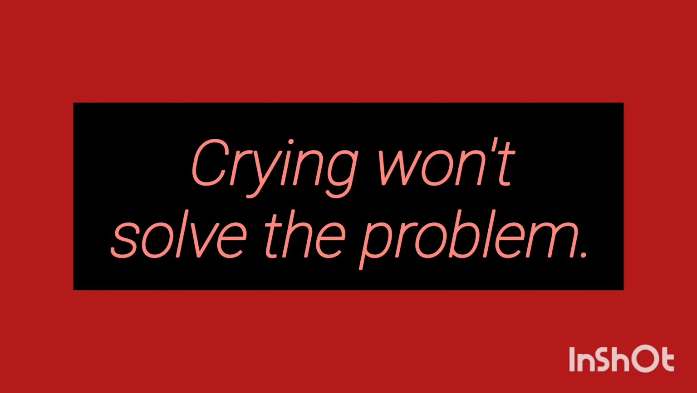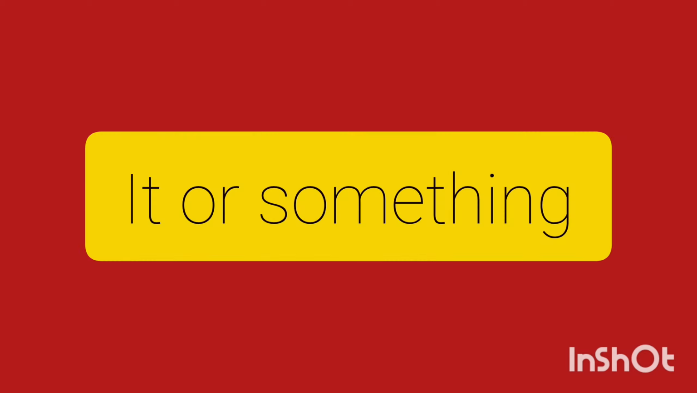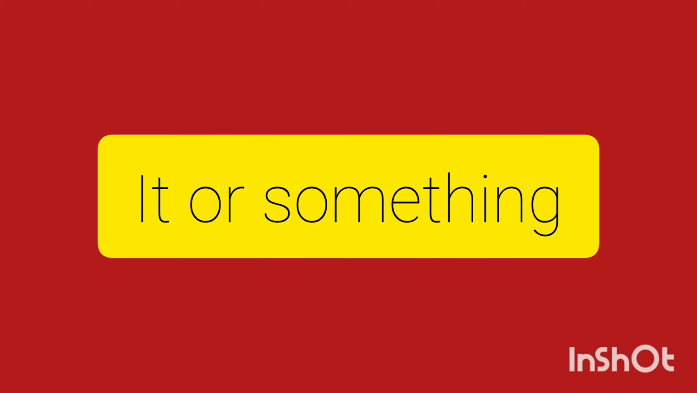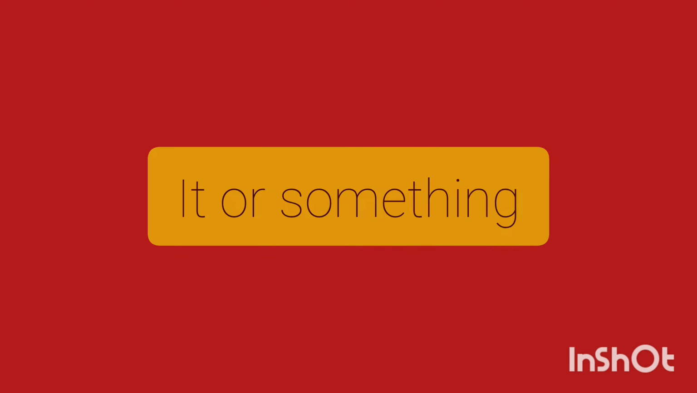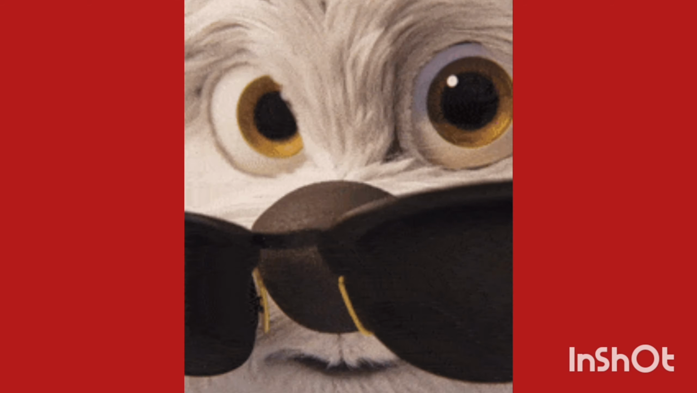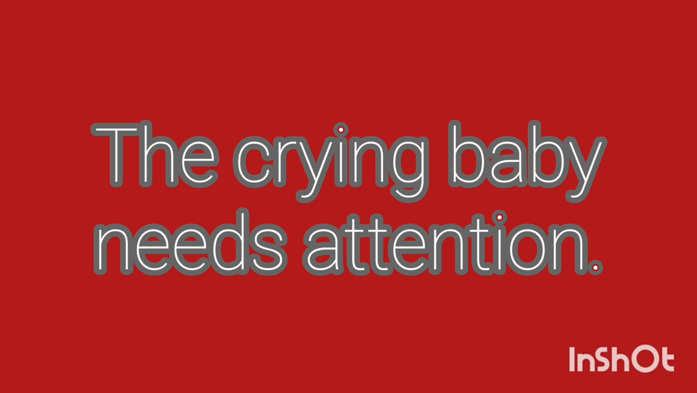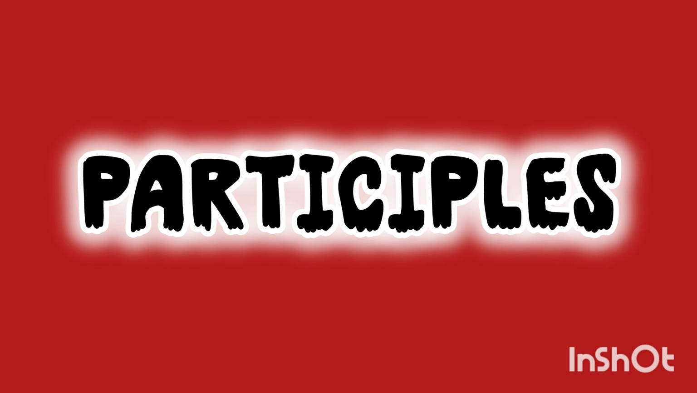Here, crying is an activity, so you can replace it with it or something. It is a gerund and acts as a noun. Now look at another example. The crying baby needs attention. It is a participle. It acts as an adjective in a sentence. So my dear learners, we complete here our discussion on participles and non-finite verbs.